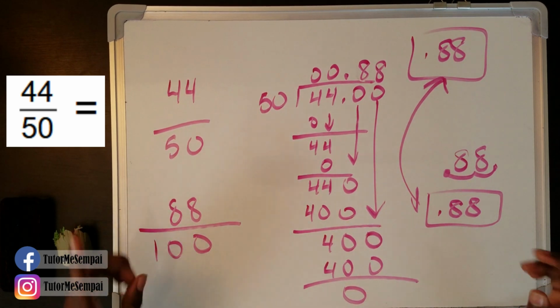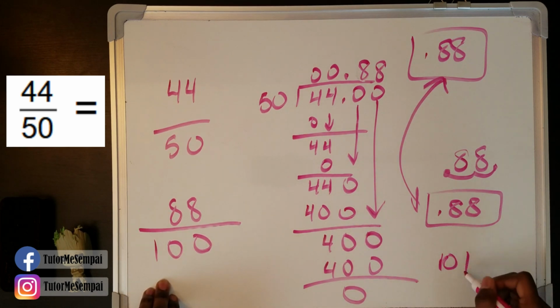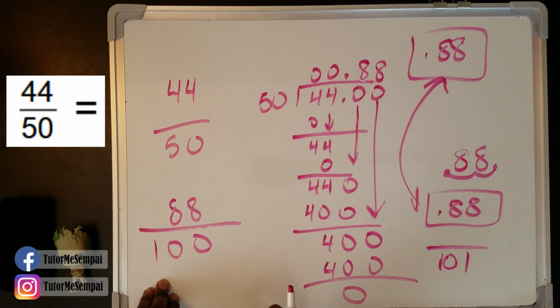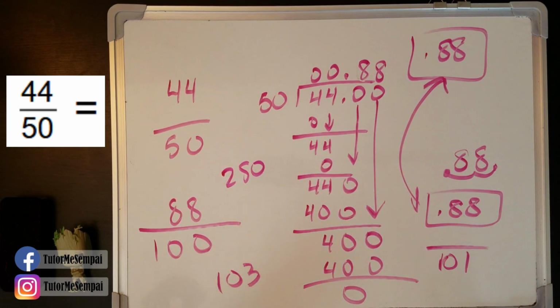So let me reiterate this one more time before we close. This works because 100 is in the denominator. If you have 101 in your denominator, this is not going to work. If you have 103 in your denominator, it's not going to work. If you have 250 in your denominator, it's not going to work. You can't simply do this 2 digits to the left and think you're going to get your answer. As long as you have strictly 100 exactly, you can do this shortcut.